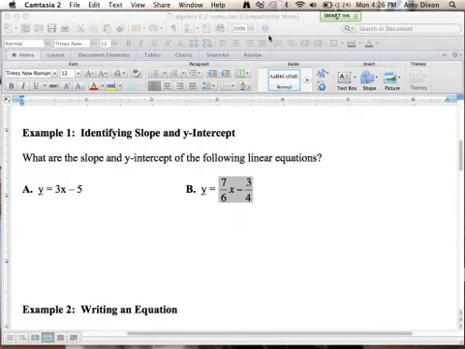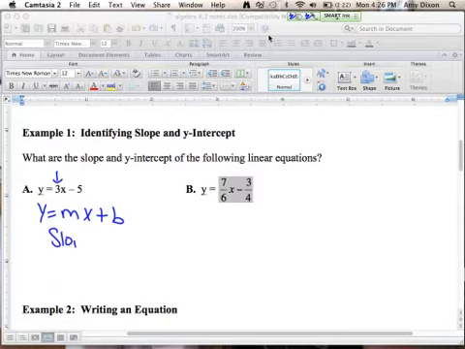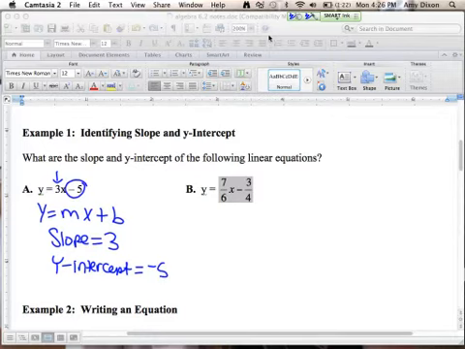But first we're going to start off by just identifying the slope and the y-intercept. The slope-intercept form of an equation is y equals mx plus b, where your m is the slope and your b is the y-intercept. So the slope is the number before your x. So your slope in this case is going to be 3, and your y-intercept is going to be negative 5. So it's this number here that gives us our y-intercept.